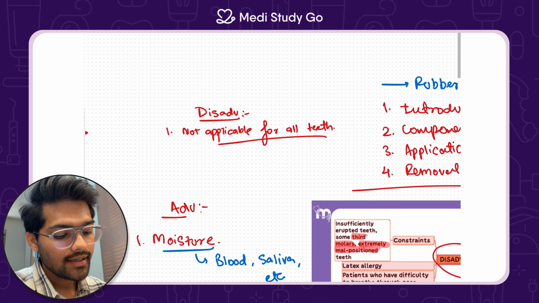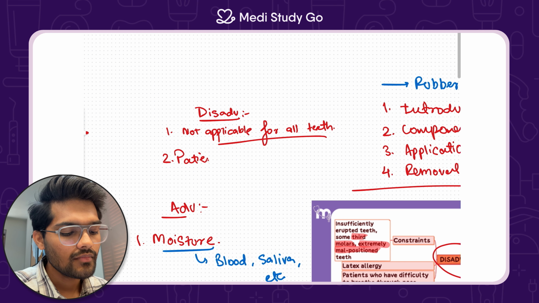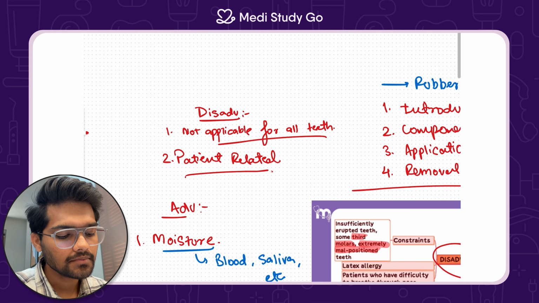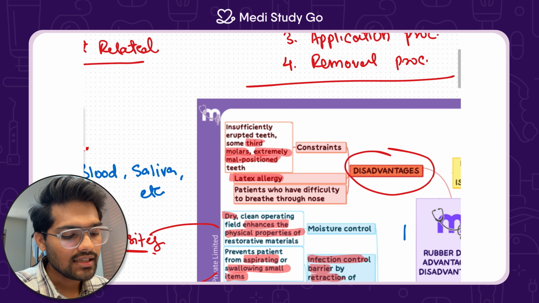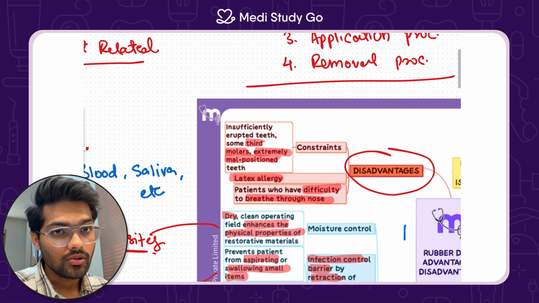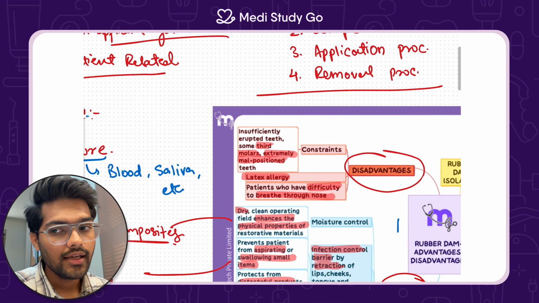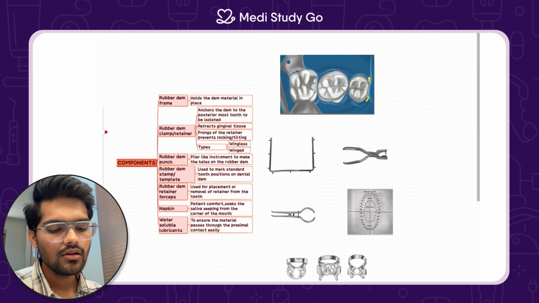Other than that, there are some points like if the patient has latex allergy, which is basically the material with which the rubber dam sheet is made, or if the patient is having difficulty to breathe through their nose. So basically, the latter two are just the patient related disadvantages or factors. So moving on to the next topic, that is components of rubber dam.